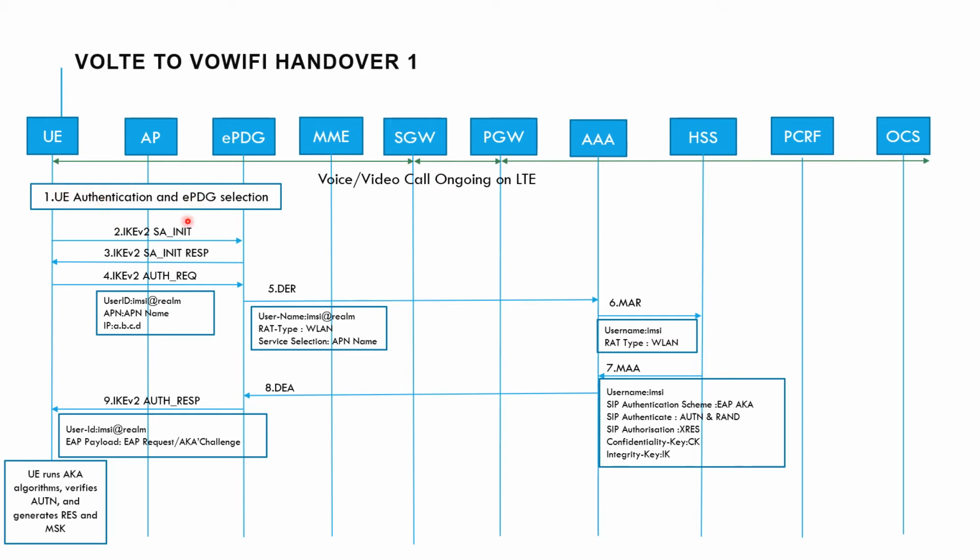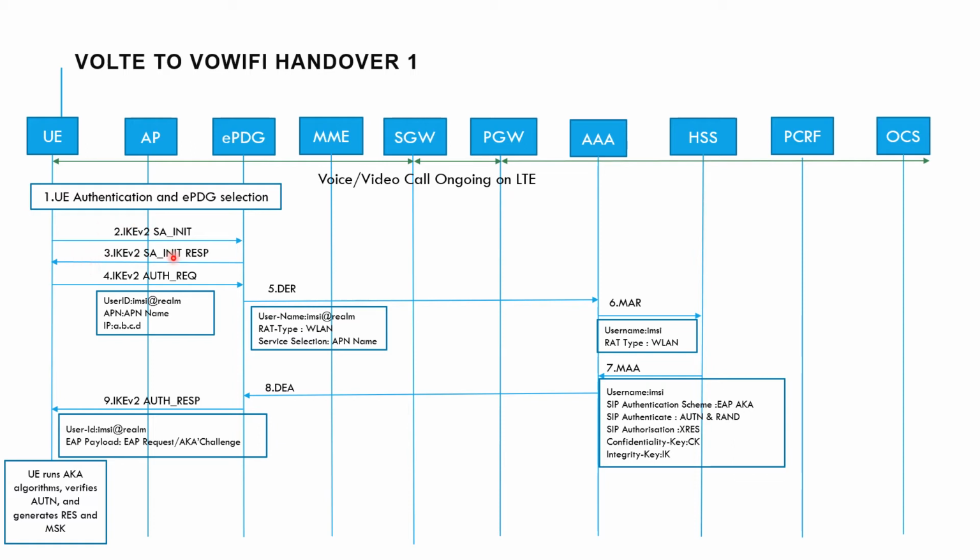We call it the WISPr authentication, and then it selects the EPDG. So it selects the EPDG using a process which is the EPDG selection process. That is a complete call flow which I have discussed in the previous slides. Now once this process is complete, we have to set up a secure channel in order to send certain UE parameters.